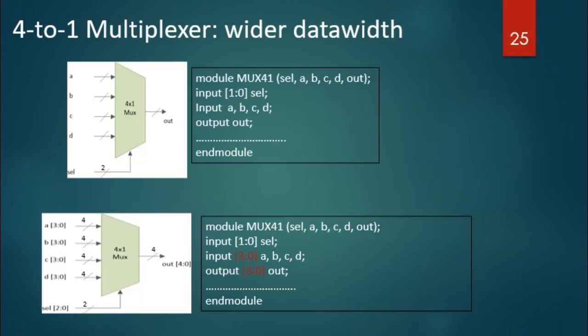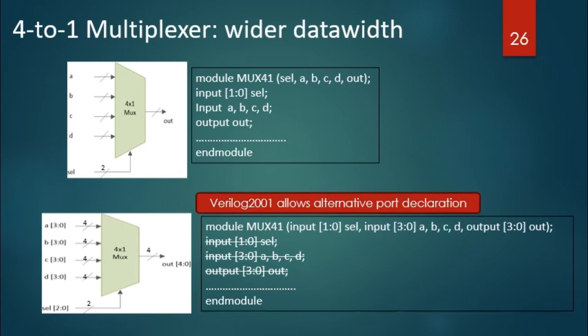In case you have wider data width, just now we talked about 4-to-1 mux, but each of the data items consists of 1 bit only. But there are many times you need each of the data items to consist of multiple bits. So in this case, it is a 4-bit data item. You need to use the vector to describe the A, B, C, D to be 4 bits. Here it consists of bit 3 down to bit 0, totally 4 bits, and out also 4 bits.